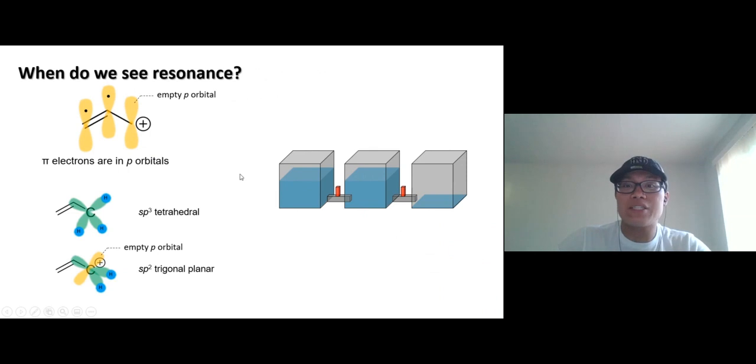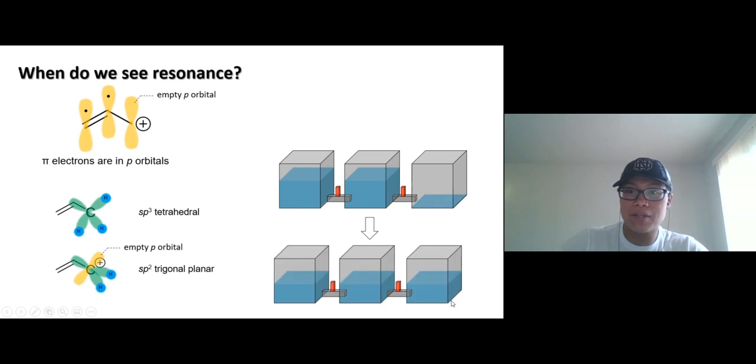This goes back to the analogy I gave you in the previous video: container with water, container with water, container without water. The water will flow from the full one to the empty one. Same thing here. The container is actually the p orbital, and we have 3 p orbitals there. The electrons right here will flow to the empty one. Ta-da. So when you see conjugation, that is when you draw resonance structures.